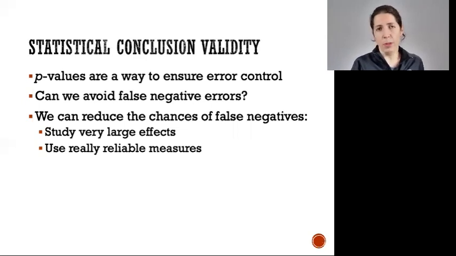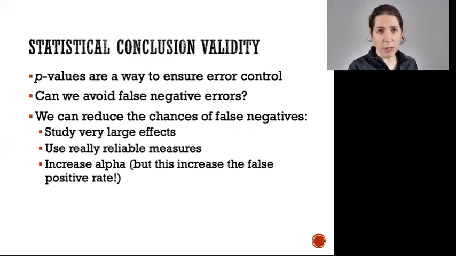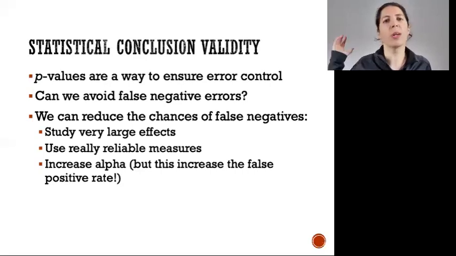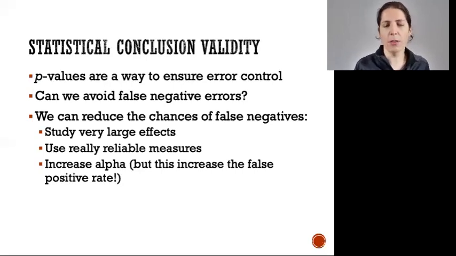Another option, but one that I don't recommend, is to increase alpha. So I just talked about how you can reduce your chances of a false positive by decreasing alpha from 5% to 1% or 0.5%. If you want to decrease the chances of a false negative, you don't want to miss anything, then you increase your alpha. You say, oh, I'm willing to tolerate a 10 or 20% chance of a false positive, but then I'm more sure that I won't make a false negative. So there's a trade-off there. You're not going to get away with that very easily.